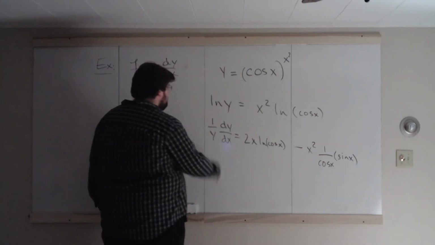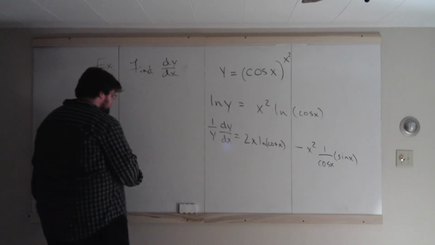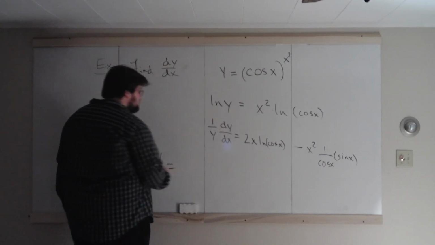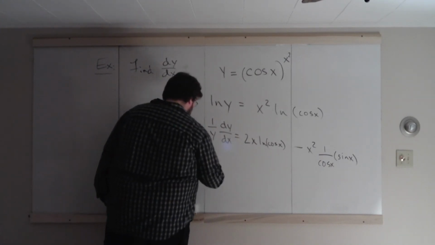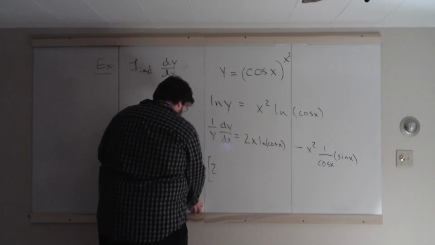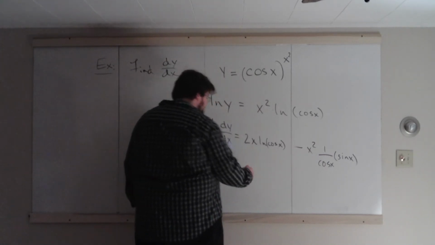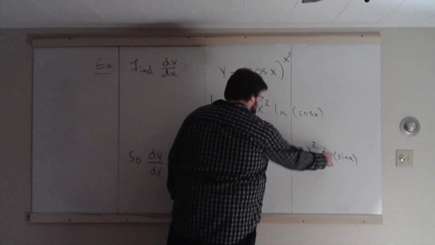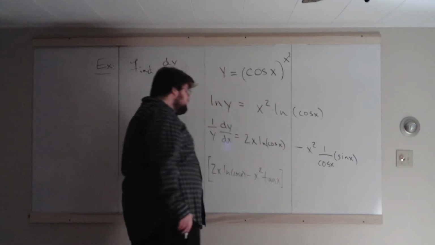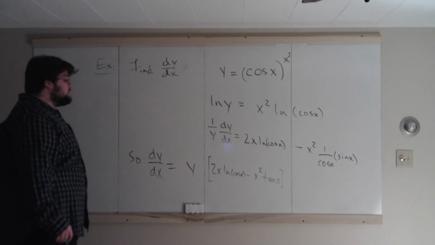So now all we have to do is solve for dy dx. So I guess I'll write that over here. So dy dx equals, multiply by y times what? 2x log cosine x minus x squared sine divided by cosine. Sine divided by cosine is tangent. So dy dx is y times 2x log cosine x minus x squared tangent x.